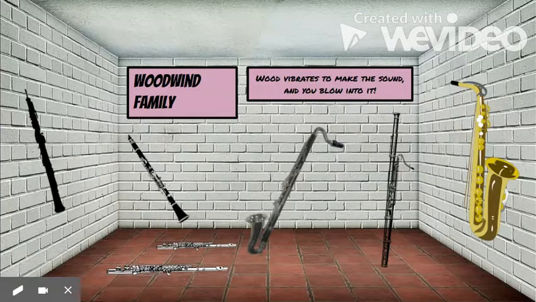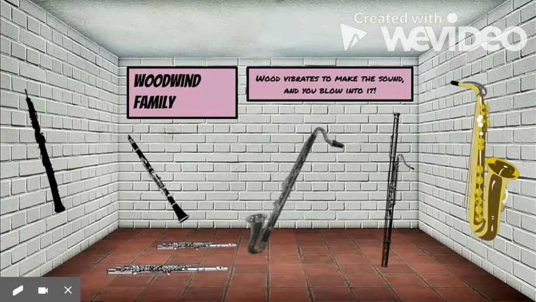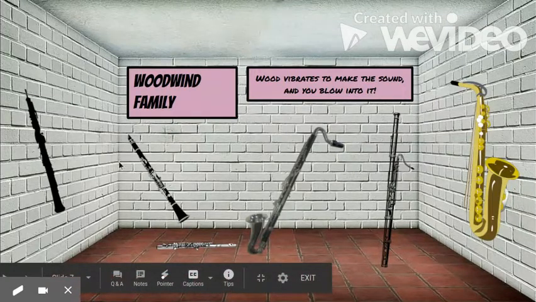The woodwind family. There are two things that put an instrument in the woodwind family. Wood vibrates to make the sound, and you blow into it. So over here we have a clarinet, an oboe, a bass clarinet, a bassoon, a saxophone, a flute, and a piccolo.